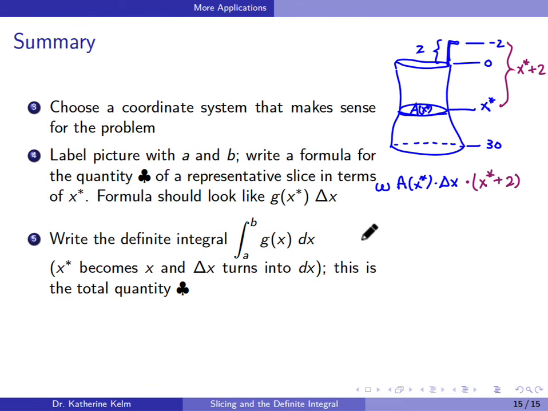So then we set up our definite integral. The work done is omega times the integral from 0 to 30. And then we just turn all the x stars into x's. So we've got A of x times x plus 2. And we turn delta x into dx. And there's our integral.